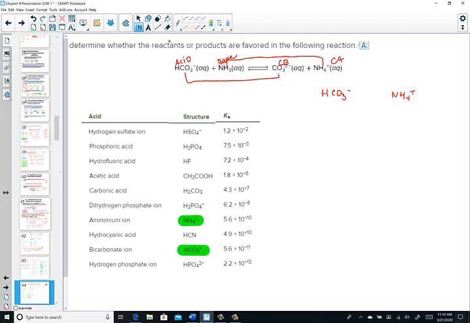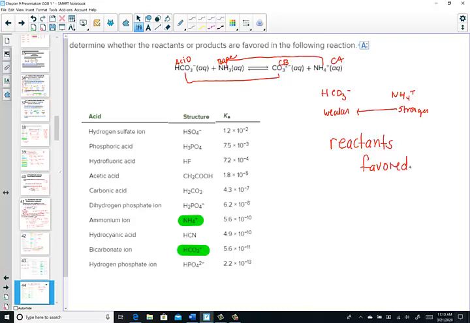Who's stronger? Well, I see this guy is stronger. And remember our rule? Stronger always points at the weaker acid. So are the reactants or products being favored? The reactant side. And that tool allowed us to find the stronger points at the weaker acid, always.